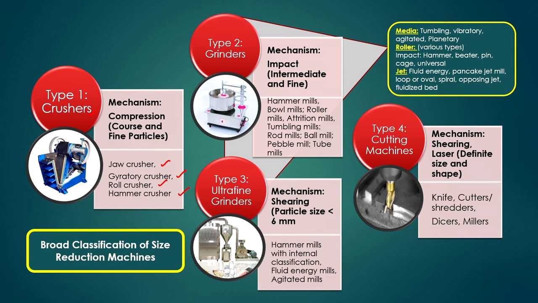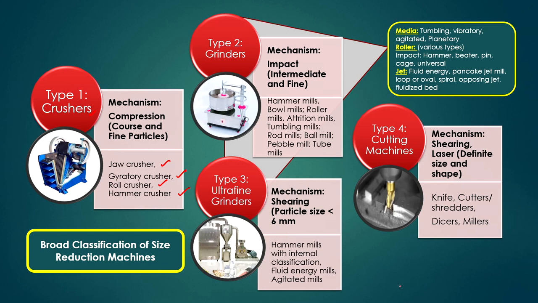Then type 2 is called grinders. These grinders act based on the mechanism of impact. Here not very coarse or very fine particles are considered for reduction, that is, intermediate and fine particles. Some special types of equipment called mills are used, like hammer mills, ball mills, roller mills, attrition mills, tumbling mills, rod mills, pebble mills and tube mills. These are the different types of mills under tumbling action. The hammer mill is also an important one with which you can reduce size by the mechanism of impact.